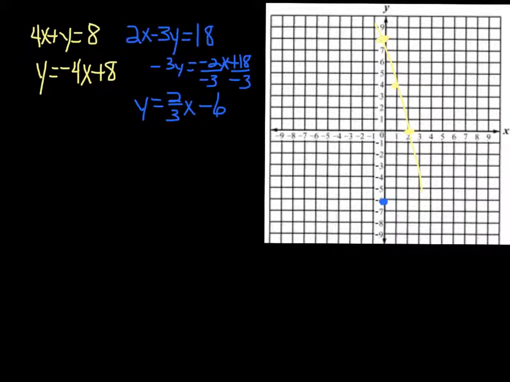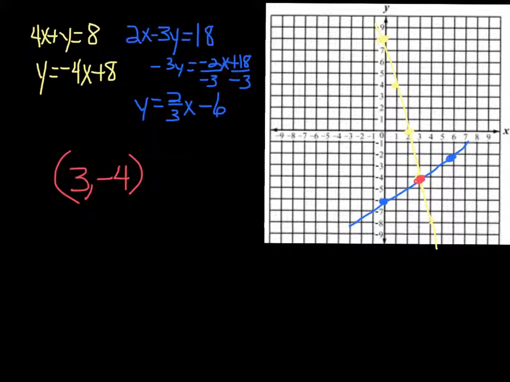Our slope is 2/3, which means we're going to rise 2 and run 3. Again, we can rise 2 and run 3. And then we will draw our line there. So now we need to find the point of intersection. We can see that our point of intersection is occurring at (3, negative 4).